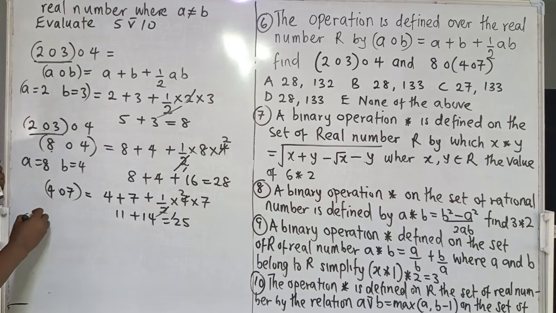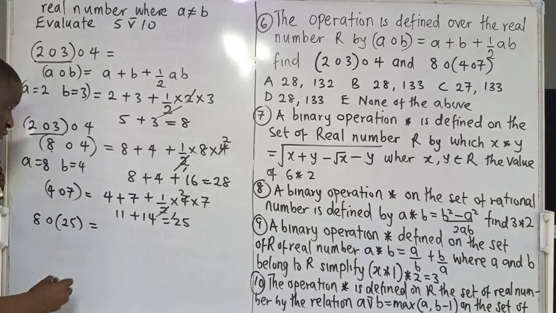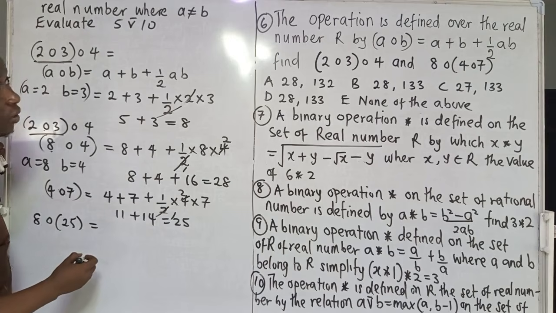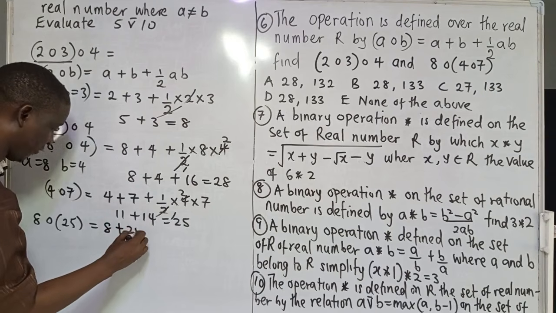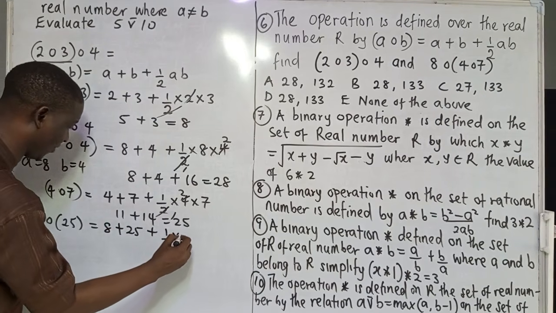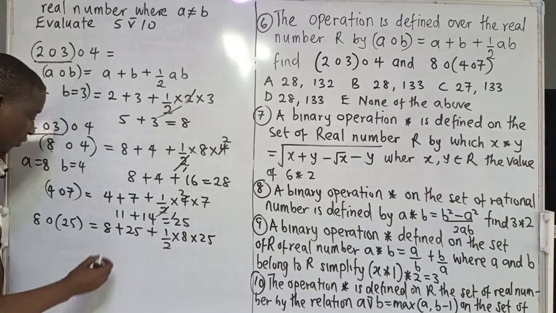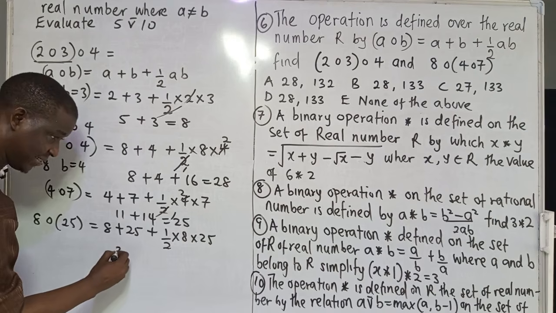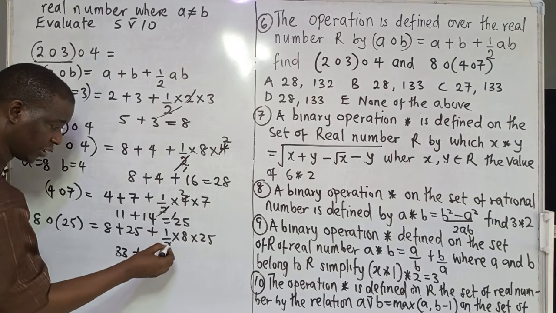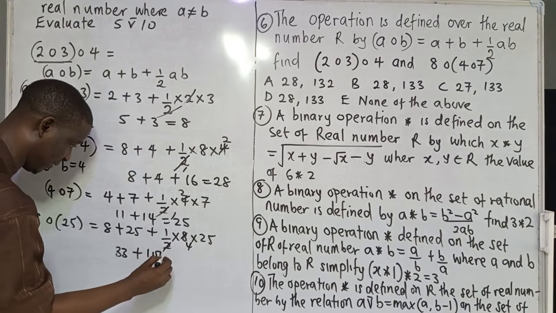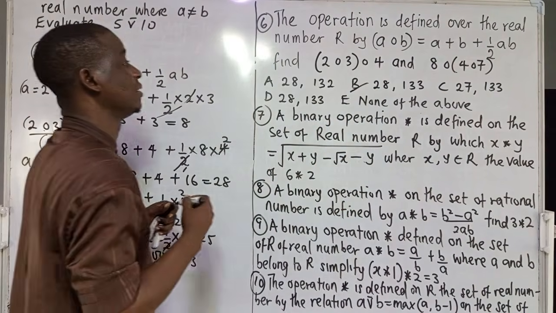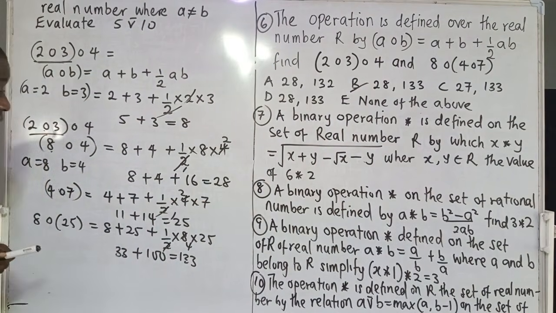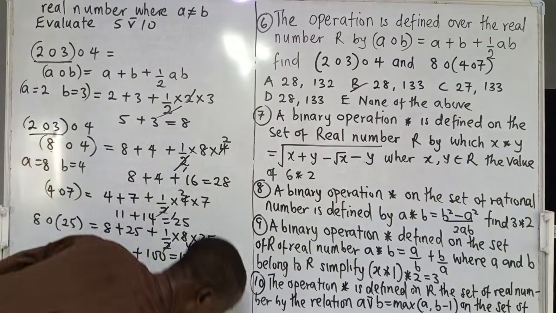So after getting 25, what do you do now? You reduce that. Now what are you working with? 8 operation what? 25. So what do you have? I would have it as what? A is now what? 8 plus 25 plus what? 1 over 2 times what? 8 times 25. So this one will give us what? 33 plus what? This one will give us what? 400. That would be 133. So the answer is what? 28 and 133. Now we go to B, number 2 now.